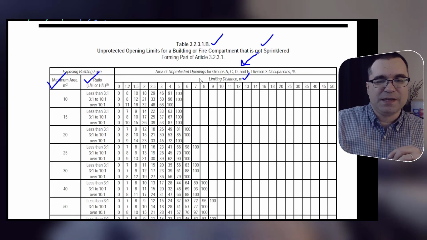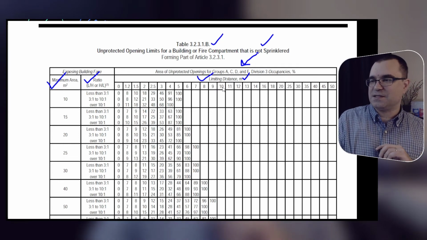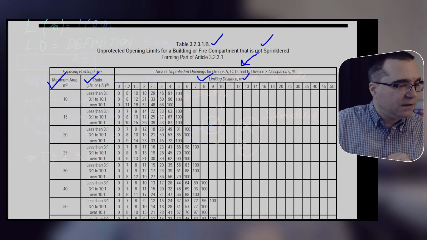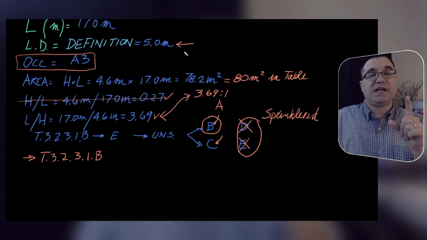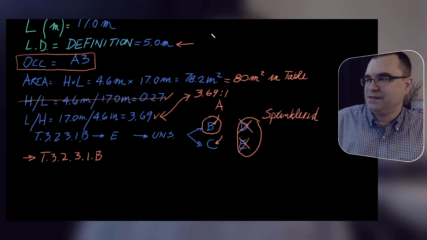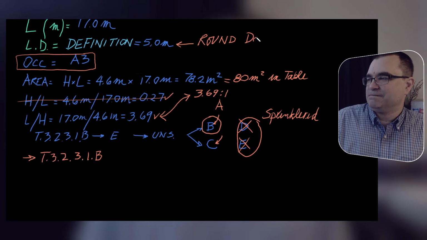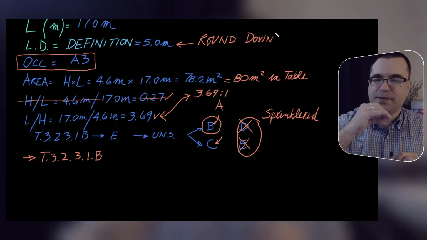Well, that's where the limiting distance comes into play, the one that we calculated. So let's go back and find the limiting distance we calculated. It shows right here, right? We get 5 meters. When it comes to matching the correct column in the table, we always want to round down, okay? Because the value that you get for your drawing, for your specific building, is always the highest it can be. You can't go any higher.